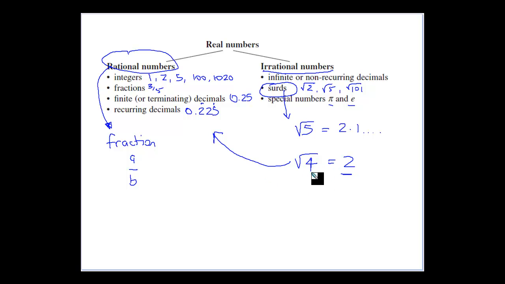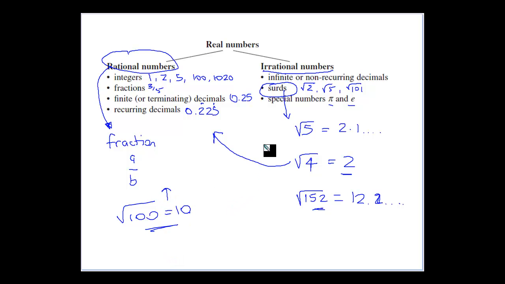It gives us 2. So what we're looking at with surds is a situation where you take the square root of a number and it's a number that is not a perfect square. You get something that's not a perfect square, and it's going to give you a decimal that goes on forever. If it is a perfect square, you take the square root of it and it's going to be a whole number. So it's part of the rational numbers, not an irrational number.